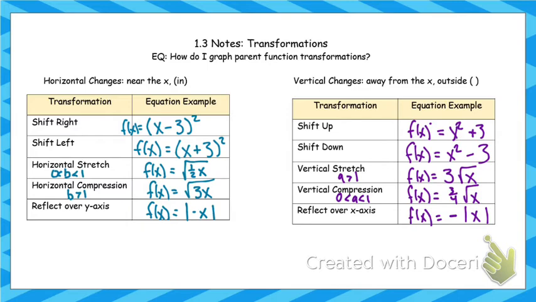Now, these transformations can look different depending on the function that you use. So for example, any of those that were quadratic, that could also be x cubed. Any of those that were square root, that could also be cube root. So it could look different depending on what the equation is.